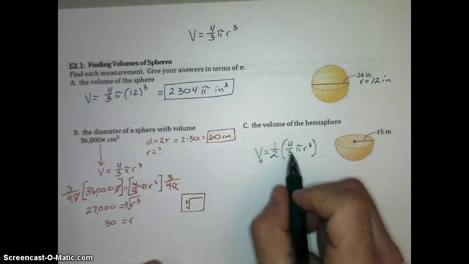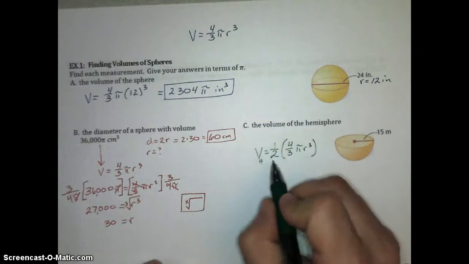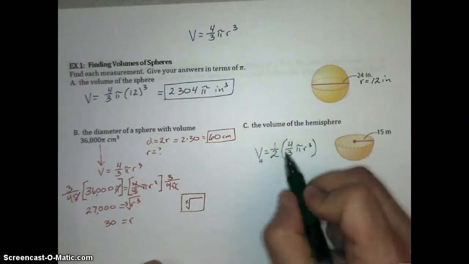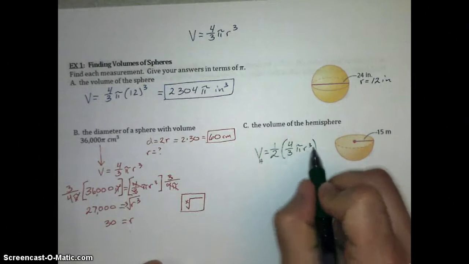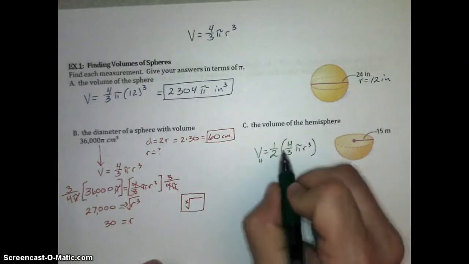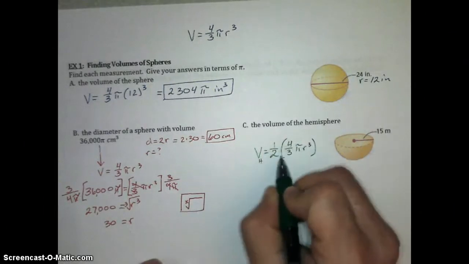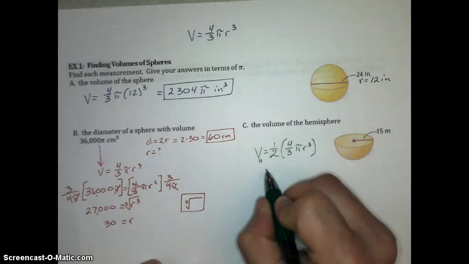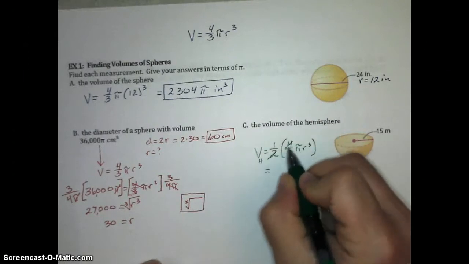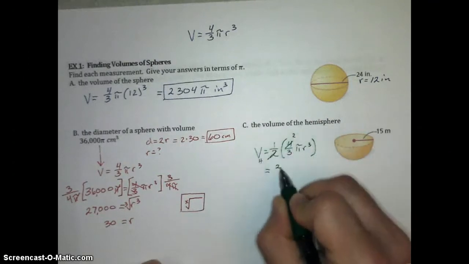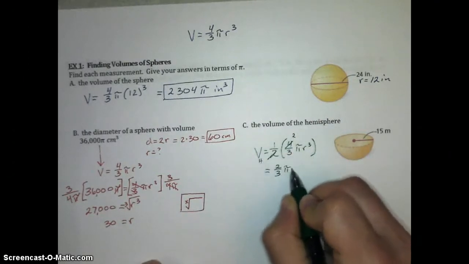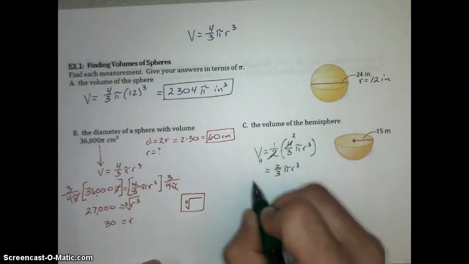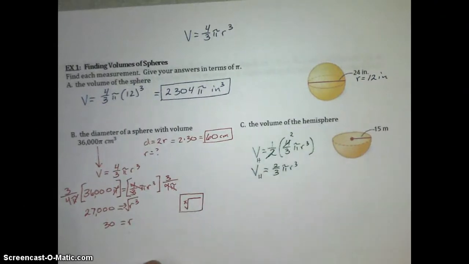So if I want to start with my formula, the volume of a hemisphere is just half the volume of a sphere. So I set it up like this, 4/3 pi r cubed, and then I want half of that. Well, I can do some cross-canceling here with the 4 and the 2. So the volume of a hemisphere, we could say, is 2/3 pi r cubed. And so we're going to use that formula in solving this.